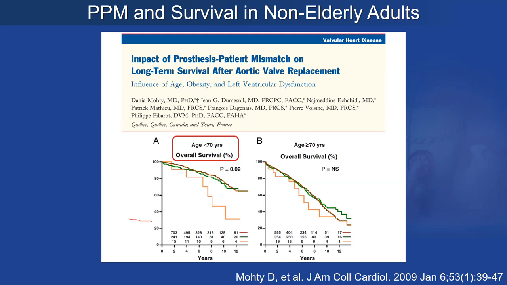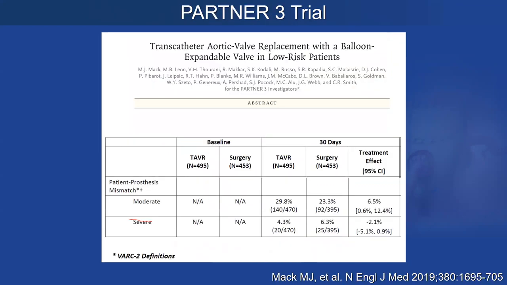And for those of you who are hearing a lot of notions that transcatheter valves have perfect hemodynamics and for small annuli they perform better than tissue valves, the reality is perhaps not as clear as that. These are results from the PARTNER 3 trial where they looked at moderate and severe mismatch in both groups, and the incidence was exactly similar, if not higher, in the TAVR group than in the surgical group.